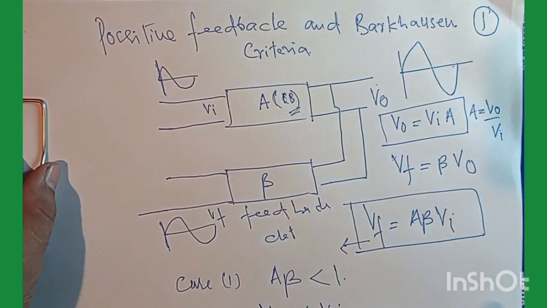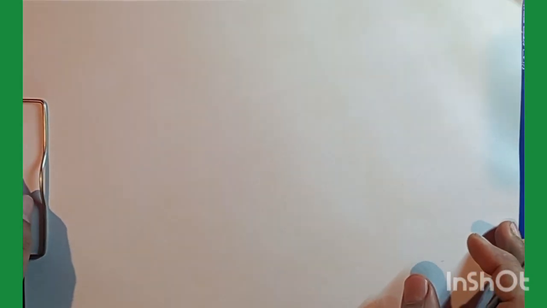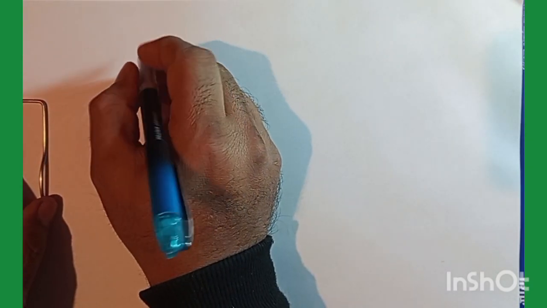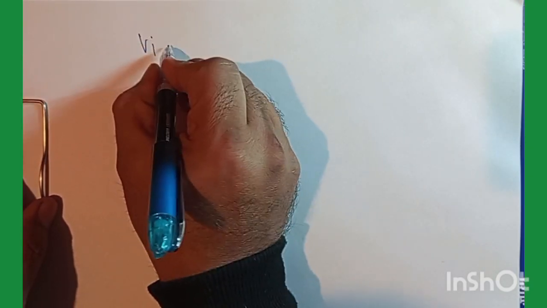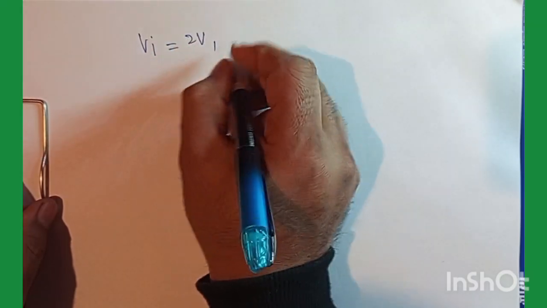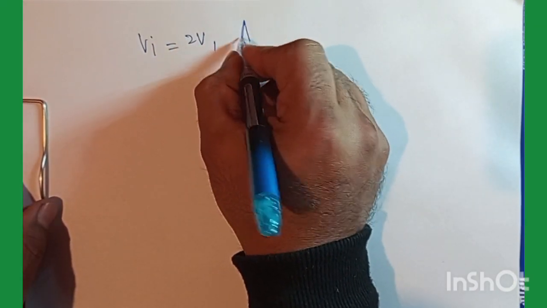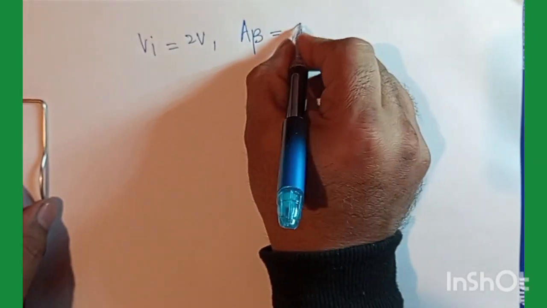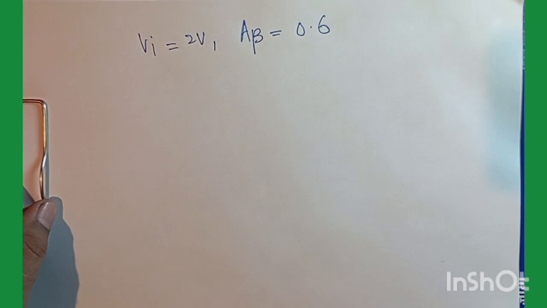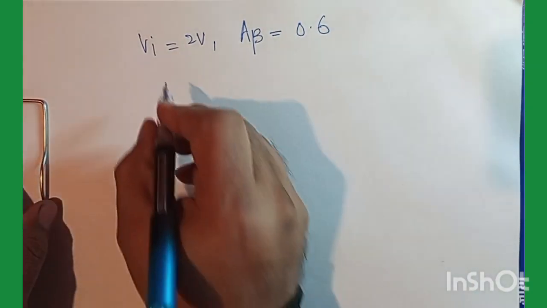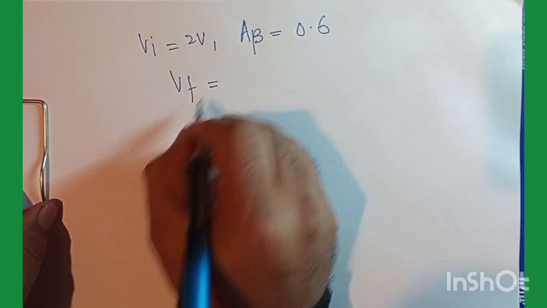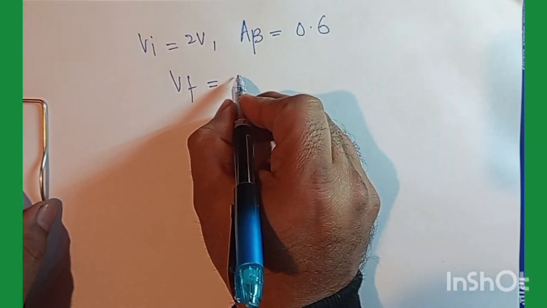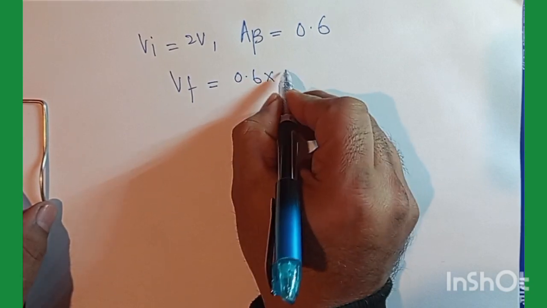Now, if we move on, in this case with some example. Let us suppose my VI is 2 volts, and A beta is 0.6. If this is the case, what will be VF in this case? VF will be 0.6 into 2.